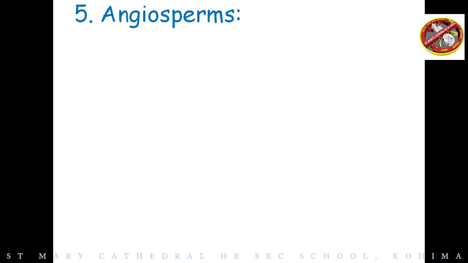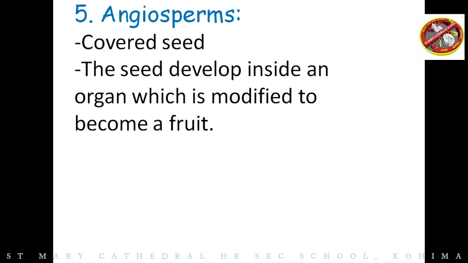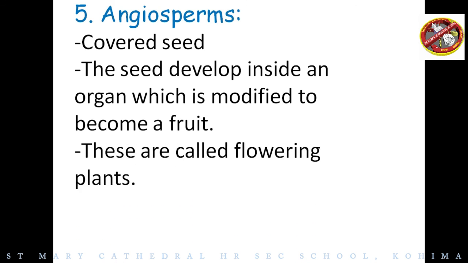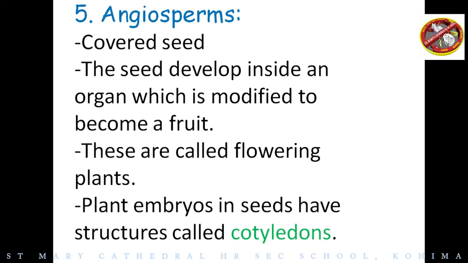The next group is Angiosperms. Angiosperms are called covered seed plants, as in Greek, Angiosperm means covered seed. These seeds develop inside an organ which is modified to become a fruit. These are called flowering plants. All the flowering plants come under Angiosperms. Plant embryos in seeds have structures called cotyledons. Let's see what cotyledons are.